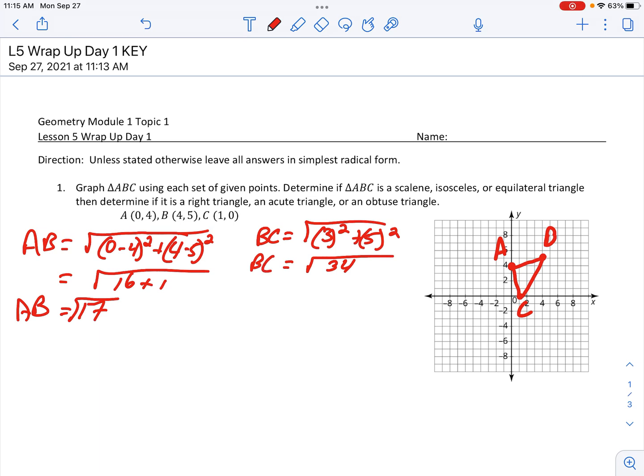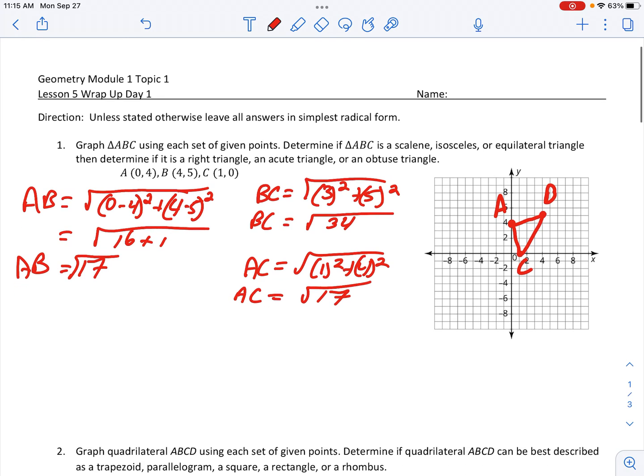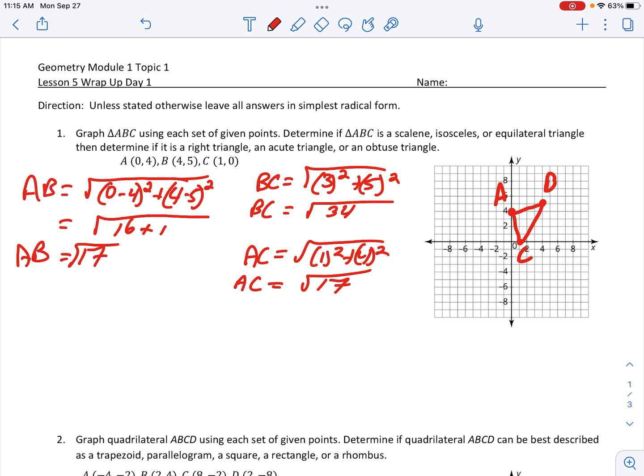And the other one is AC. Change in x's, change in y's. I get the square root of 17. Okay, because of those three side lengths, what we have then is an isosceles triangle. So we're going to then determine if it's acute, right, or obtuse.